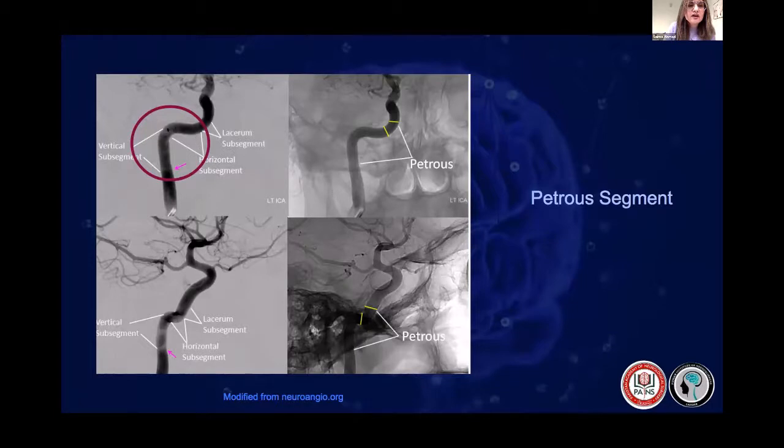The first curve after the bifurcation, I think this is more appropriate. First curve after the bifurcation. When we come down, the first curve after the bifurcation is the Petrous and the second one is Cavernous. That's very simple to remember, I think. So this is the Petrous segment.